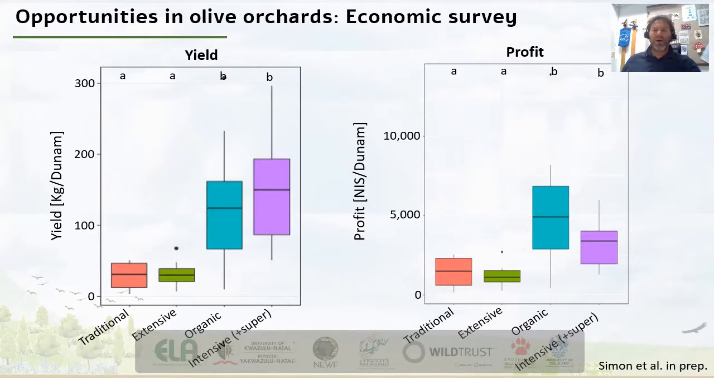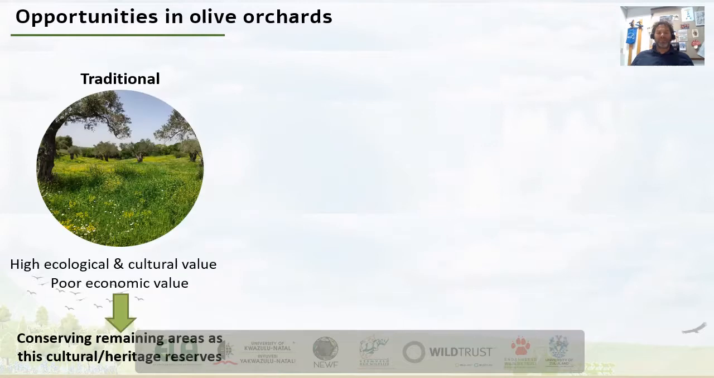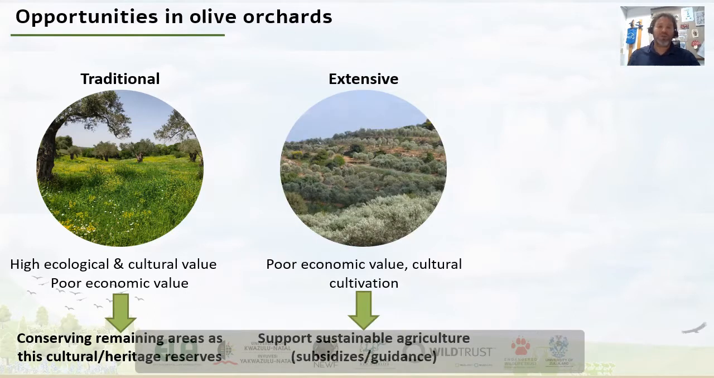So how can we turn these complex results into something coherent? Looking at the traditional orchards, these are disappearing from Israel and all over the world, and they have high ecological value, as we showed you. They have high cultural value, but poor economic value. So in that case, I think what's important is that the government should come and think about preserving this traditional landscape as a heritage or cultural reserve, and basically invest in this. This is a high value. On the other hand, this is not an opportunity; there is an investment needed.